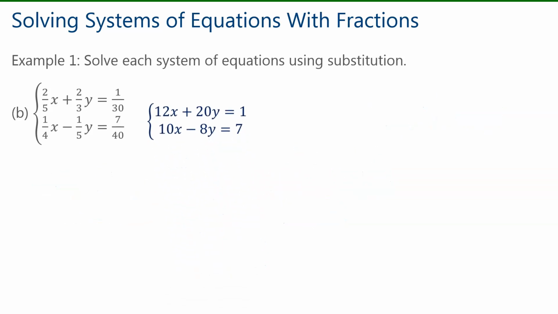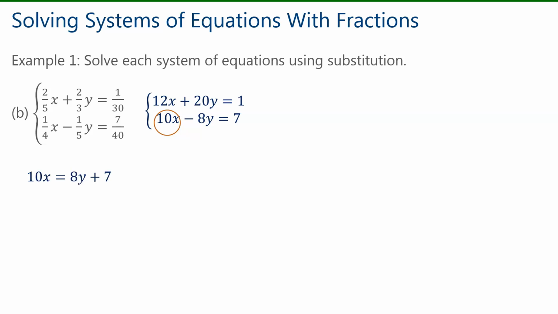So now I'm going to work with this system here. Now looking at the variables, I don't see that any of these have a coefficient of 1, so you just got to pick a variable and solve for it. I'm going to choose this x here in the second equation. So now when I do that, I would have 10x equals 8y plus 7. So now I need to divide each term by 10. Now I can reduce 8 over 10, leaving me with x equals 4 over 5y plus 7 over 10.